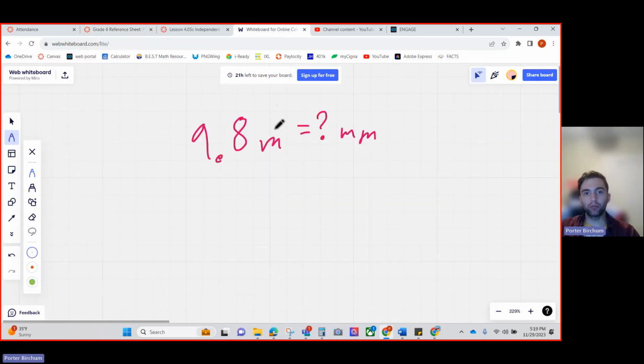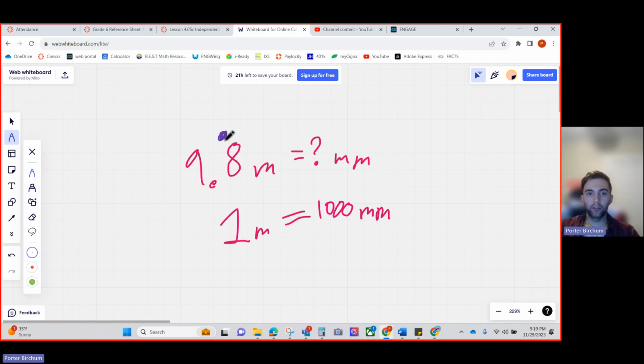1 meter is 1,000 millimeters. Notice how in my work, both of my meter units are on the left side and both of my millimeter units are on the right side of my work. We are trying to turn meters into millimeters.